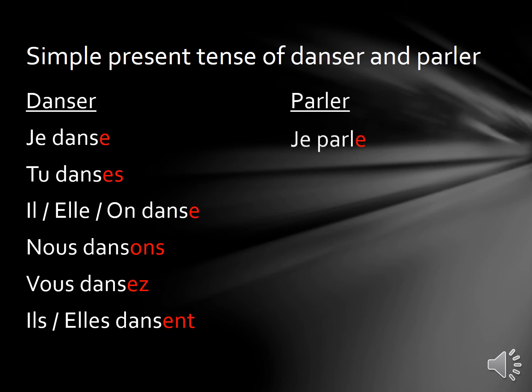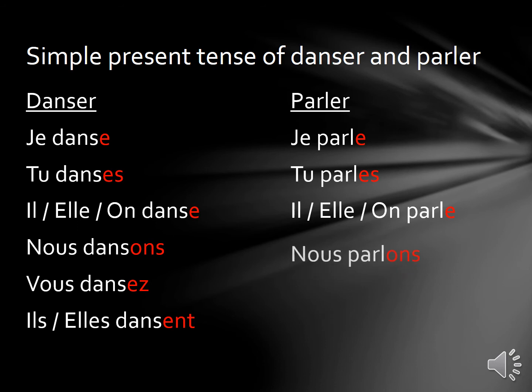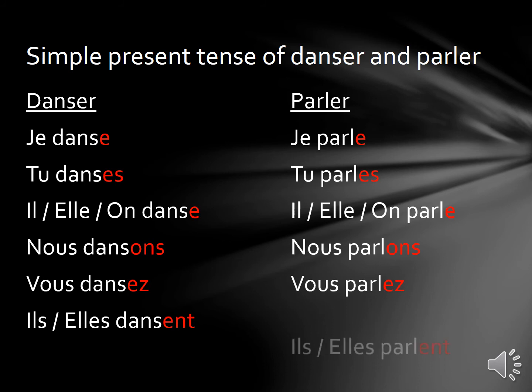Parler. Je parle. Tu parles. Il ou elle ou on parle. Nous parlons. Vous parlez. Ils ou elles parlent. We can see the endings at the end of them. You only remove the ER and you add the endings to the stem of the verb. That's all. You form your simple present tense.